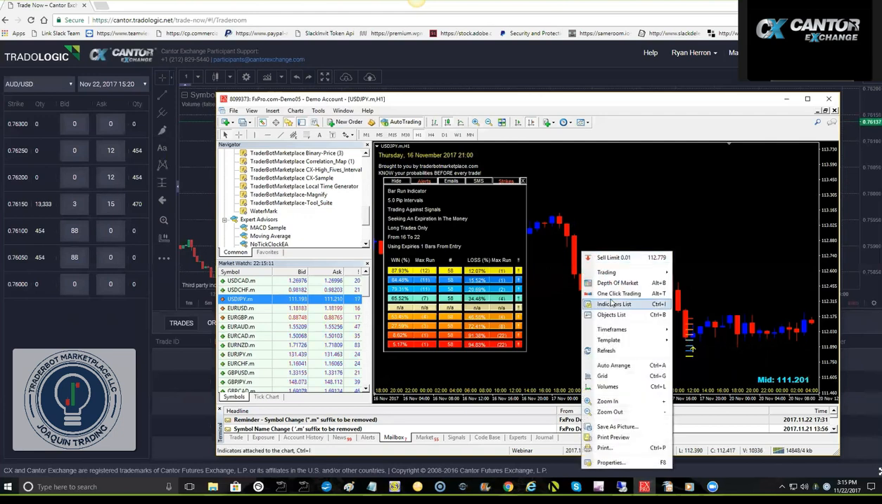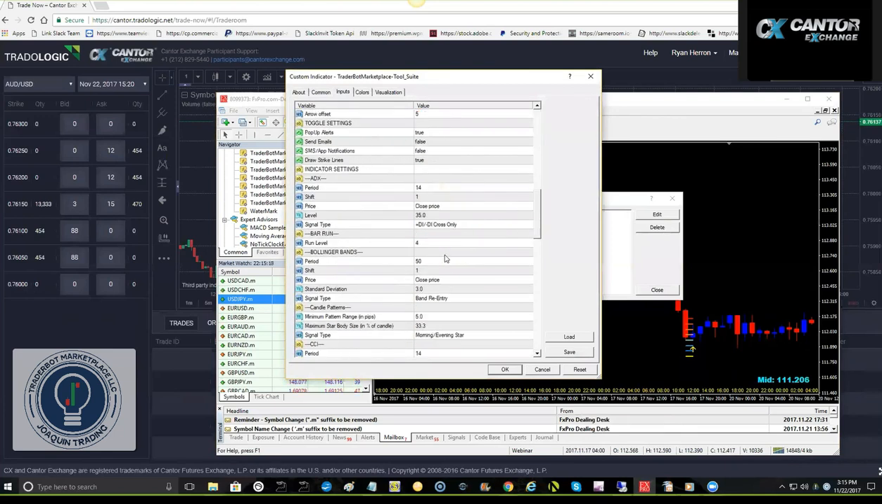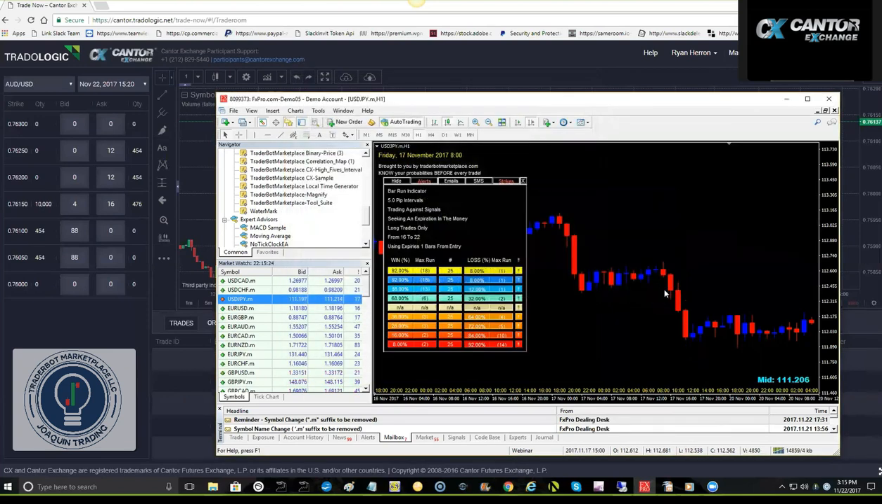Okay, so let's look at a 5-bar run. How often, if you get 5 bars in a row, is price going to close up? Let's go in here and change it to 5. Now we've got a 68% probability. It's only fired off 25 times over the data that I have.